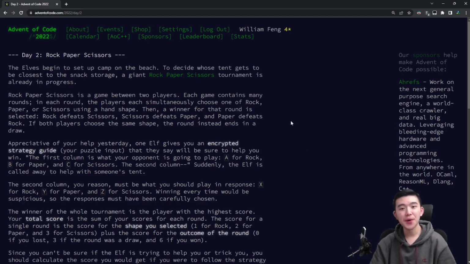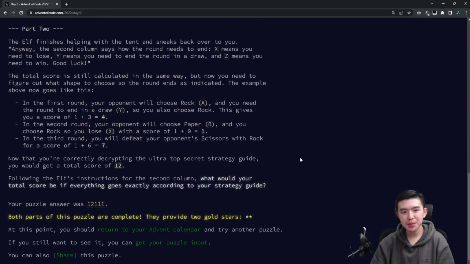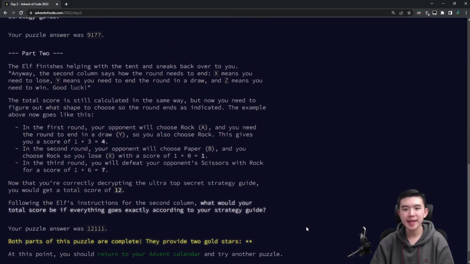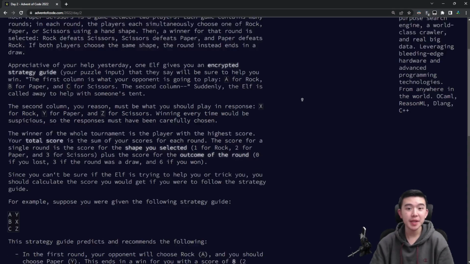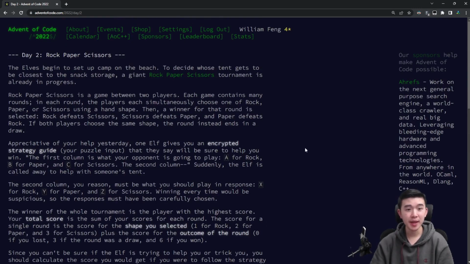So that's it for Advent of Code 2022 Day 2 Solutions. Today's puzzle was pretty straightforward, didn't require any special algorithms, just simulation and parsing input. So it's starting off, you know, not too hard, which is a good sign, unlike 2019. I think it's going to be a fun year.